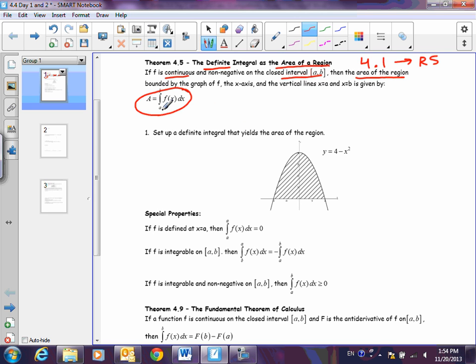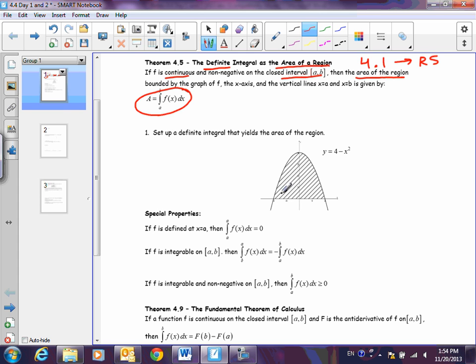All right? Keep in mind that there are going to be numbers here now. Before we didn't have that. But before we had plus C, we kind of get out of it when you have numbers here, and I'll explain why. So we have this example right here, and it says set up a definite integral that yields the area of the region.